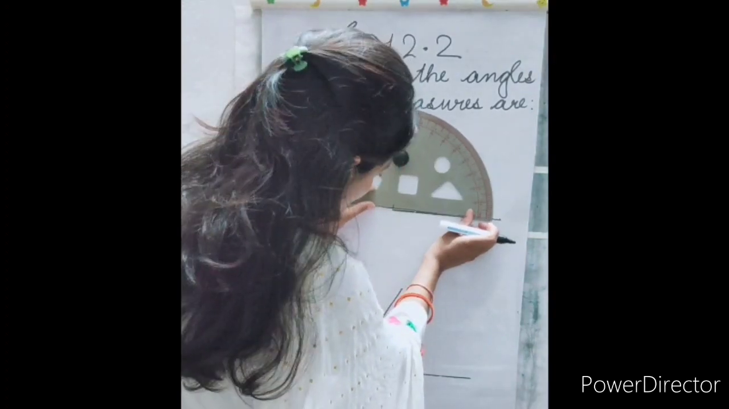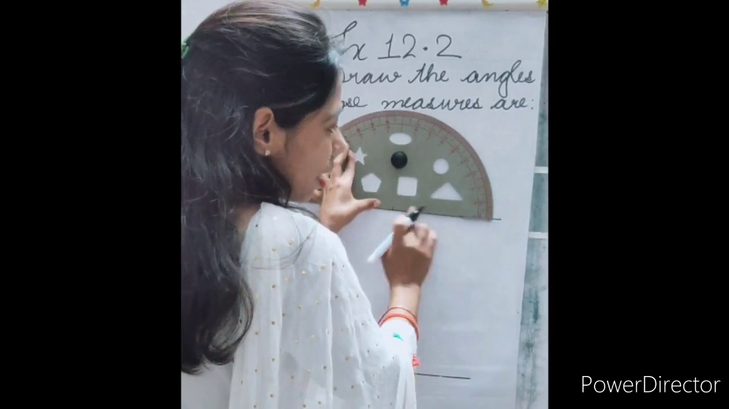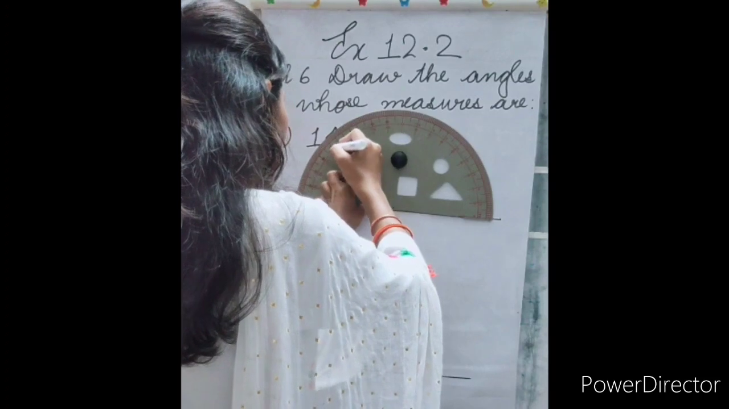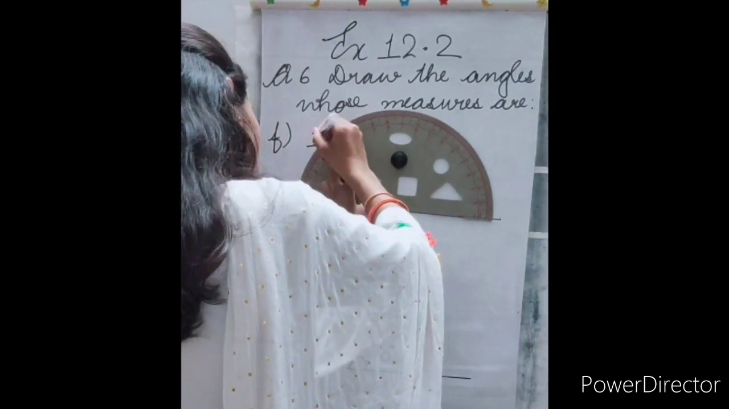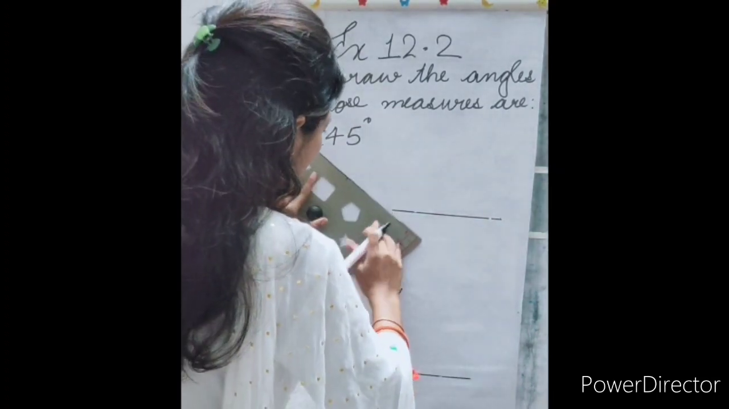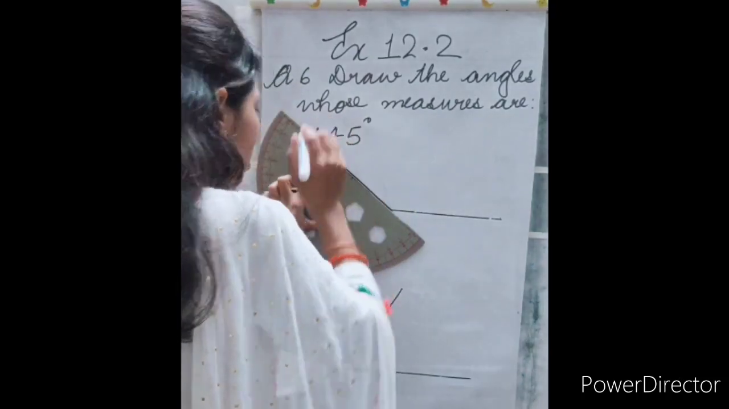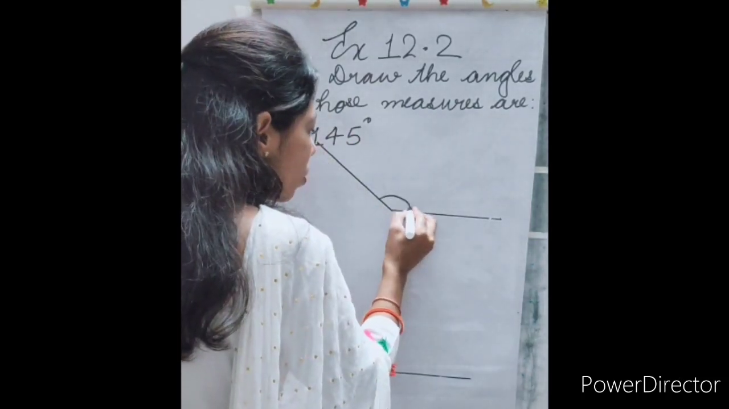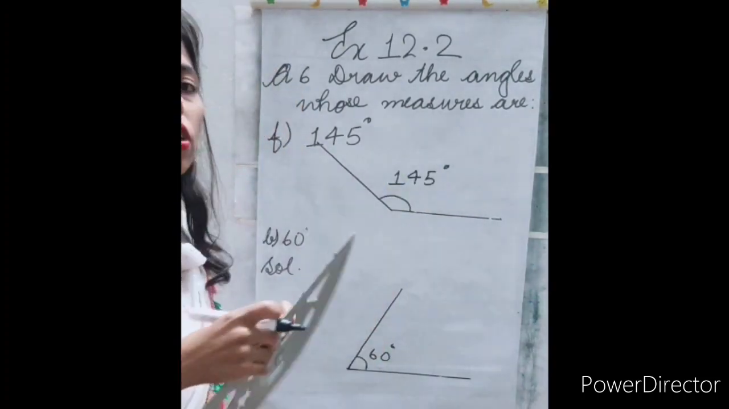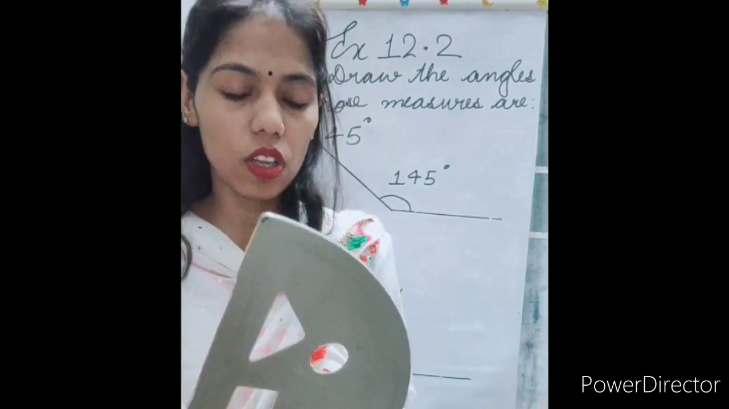So this is it. From here we will start because it is the baseline. So we will start from here 0, 10, 20, 30, 40, 140 and here is our 145. So as my protractor is bigger in size, my angles are bigger. So 145 degree. In the same way, you will construct other angles in your classwork notebook.